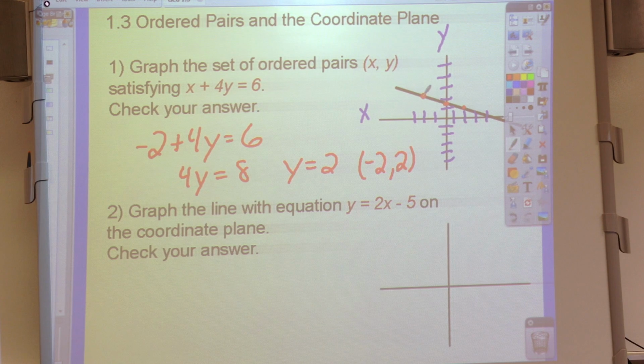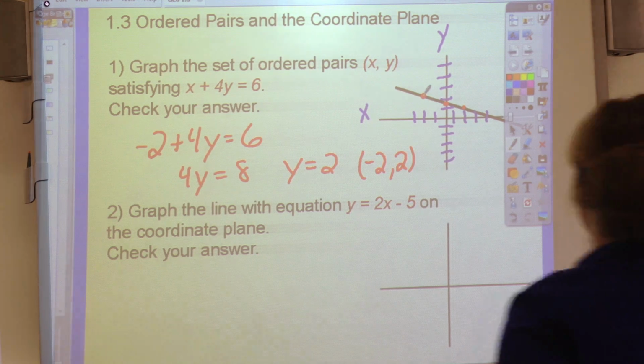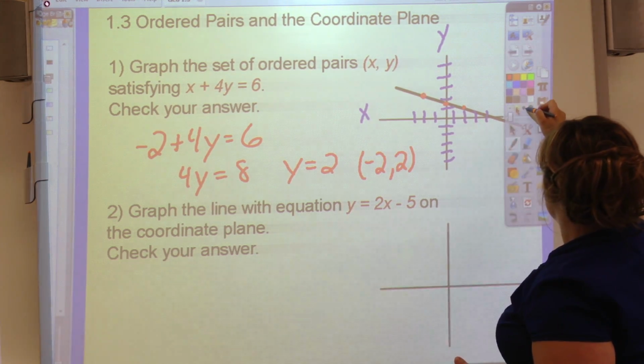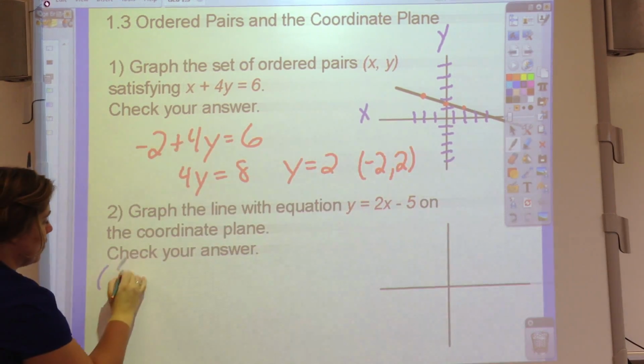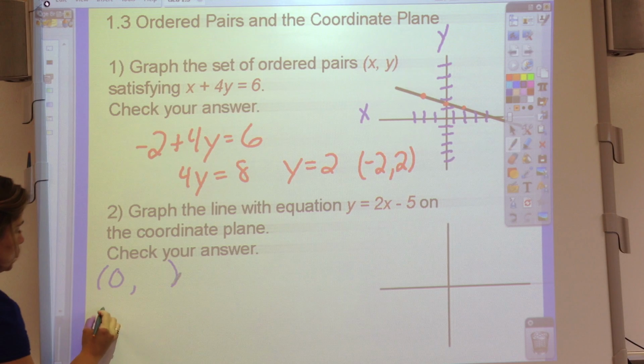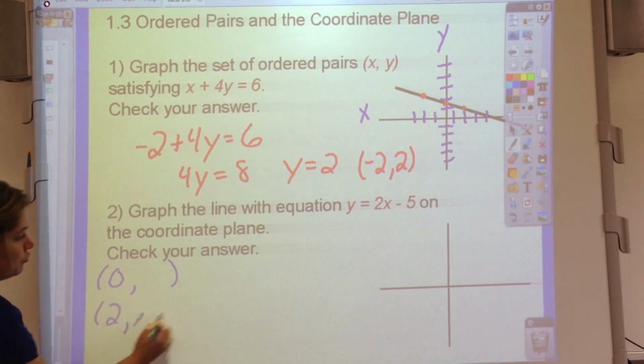Now we're going to do the same thing with y equals 2x minus 5. And again, we'll try 2 points. Make my writing a little bit smaller. Let's try the same 2 points. How about when x is 0, and we'll try when x is 2.